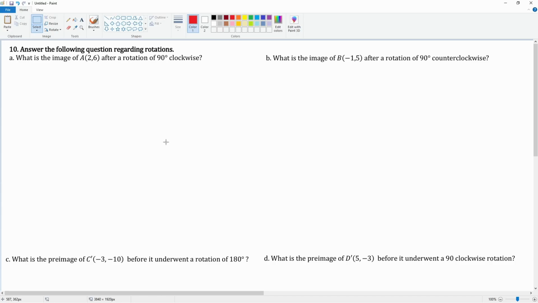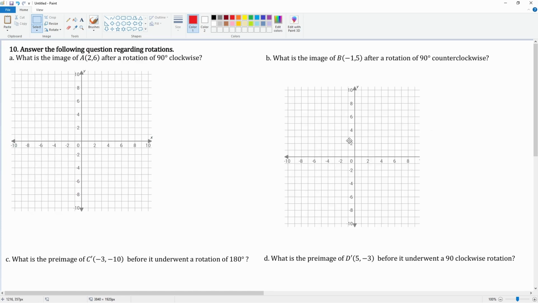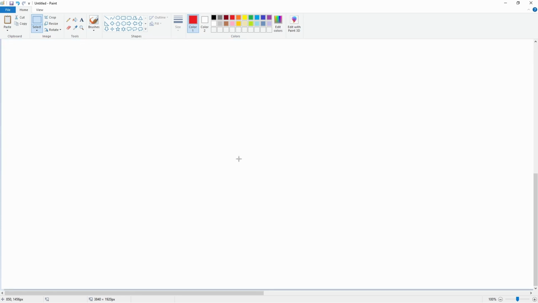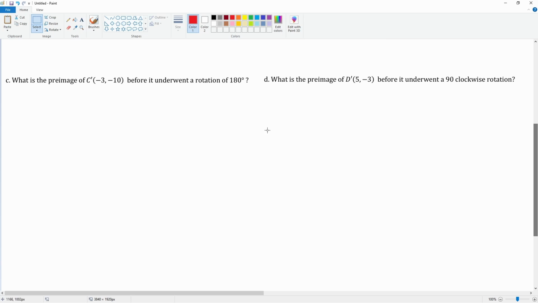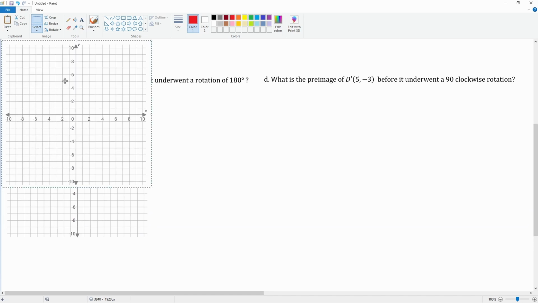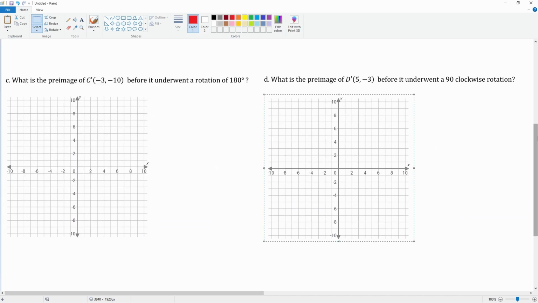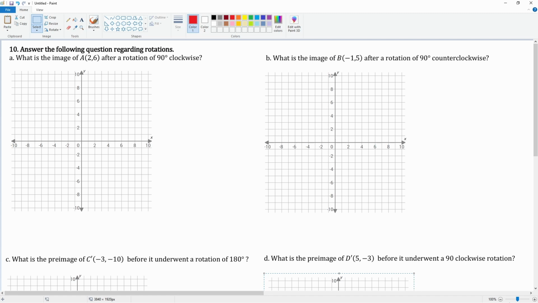All right, your number 10 looks different, right? It's exactly the same, but I just moved and made room. The reason why is every one of these problems, I'm going to do it on a graph, okay? For those who can do this by just applying the rule, go ahead, right? I'm going to show all the work for it, okay?